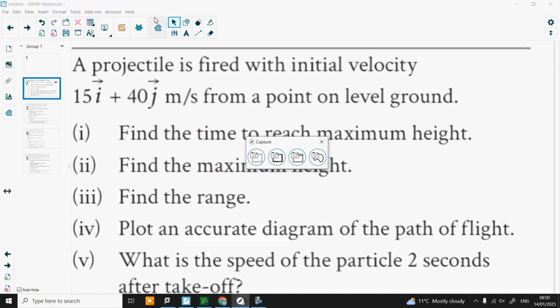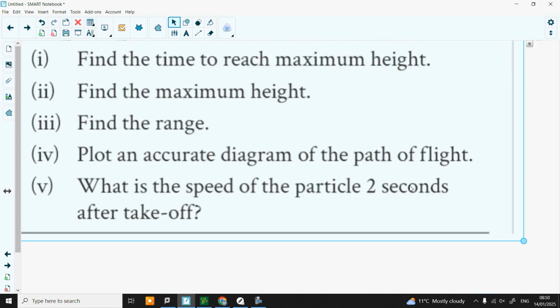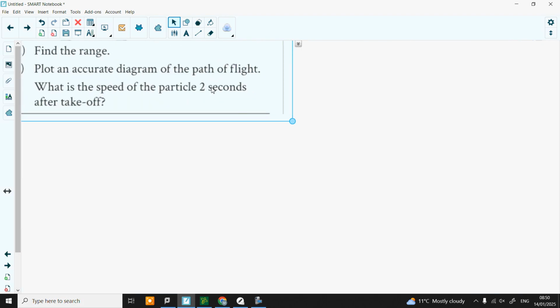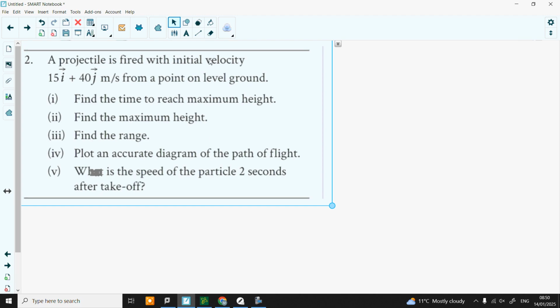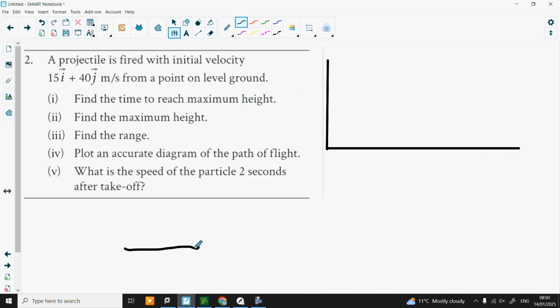Right. A projectile is fired with initial speed 15i and 40j. So does anybody know what 15i and 40j means? The first question I'm going to ask you: what does that mean? Okay. What it means is 15 horizontal and 40 vertical. So every second it travels 15 meters across and 40 meters upwards. So what direction are we talking here? We're talking that it gets fired up this way, aren't we?